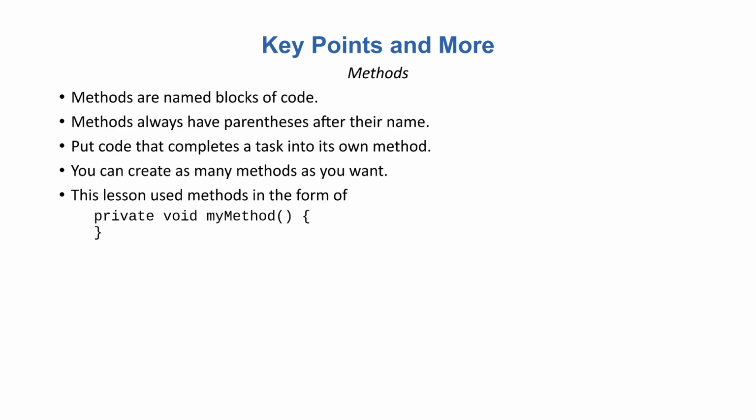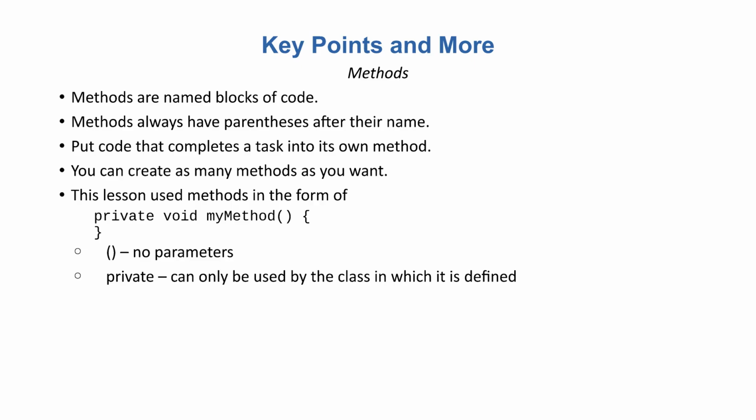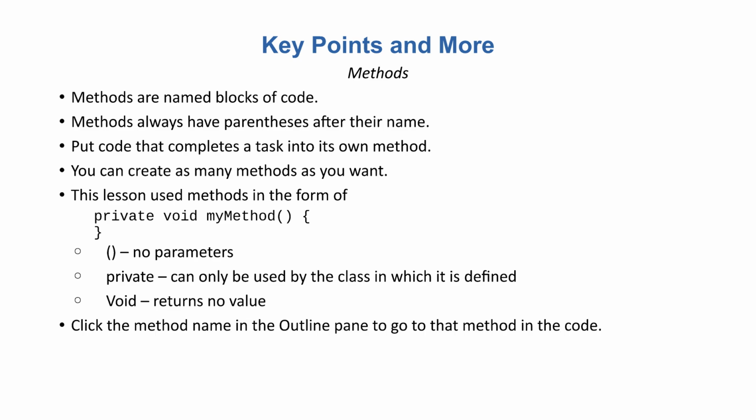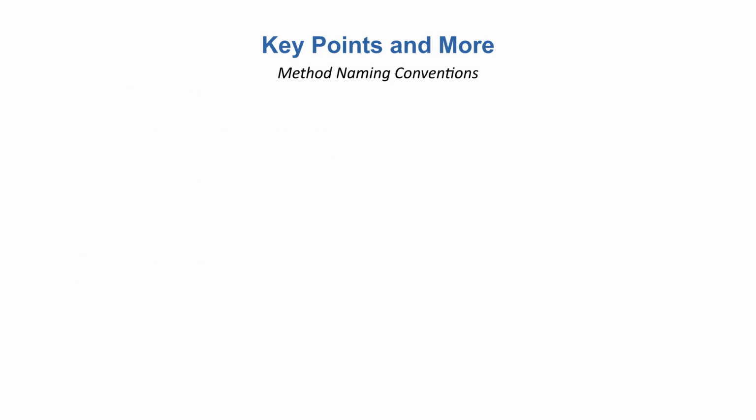This lesson used methods in the form of private void myMethod, empty parentheses, curly brackets. This lesson covered methods with empty parentheses. They have no parameters. Private methods can only be used by the class in which the method is defined. And methods that return no value are defined as void. In later videos, you'll create programs with methods that have variables as parameters that can be used by other classes and that can return values. If you click the method name in the outline pane of Eclipse, you'll be taken to that method in the code.